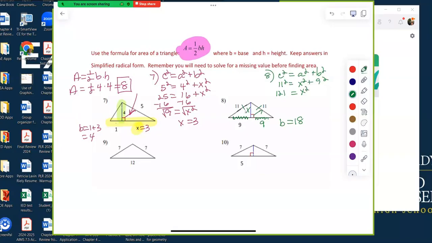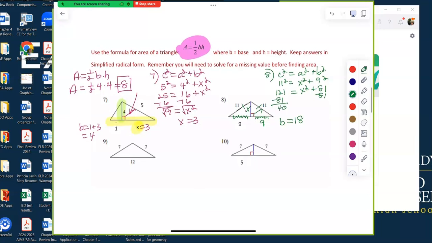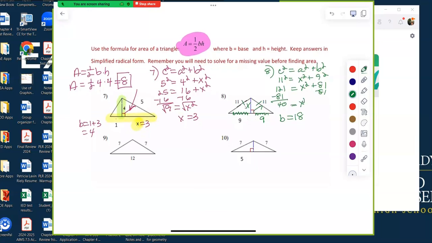X squared is unknown. 9 squared is 81. Subtract 81 from both sides, and that's going to give me 40 equals X squared. So X equals radical 40, but I know I can simplify that.